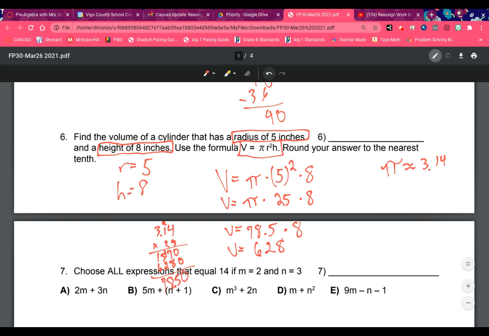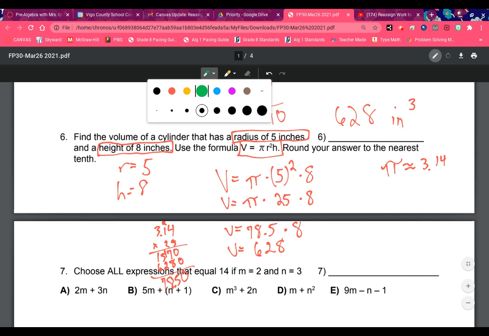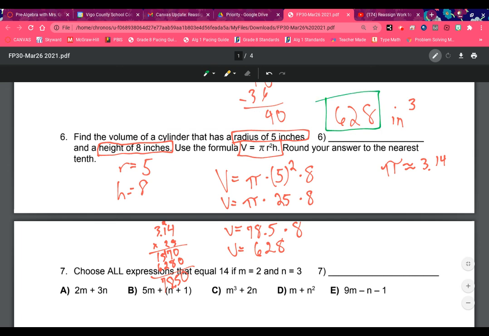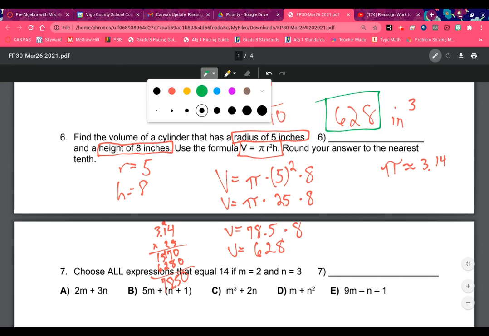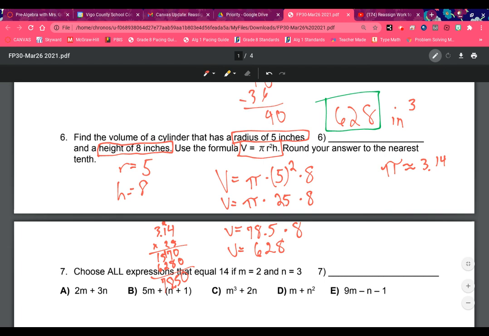So again, if you're doing this on paper, it would be great to see 628. It would be inches, and then since it's volume, we're in 3 dimensions, so that would be inches cubed. But if you're entering this on Teacher Made, it is perfect if you just enter 628. That would be perfectly fine. So again, if you guys have any questions about this, ask me in class and we can go over it.